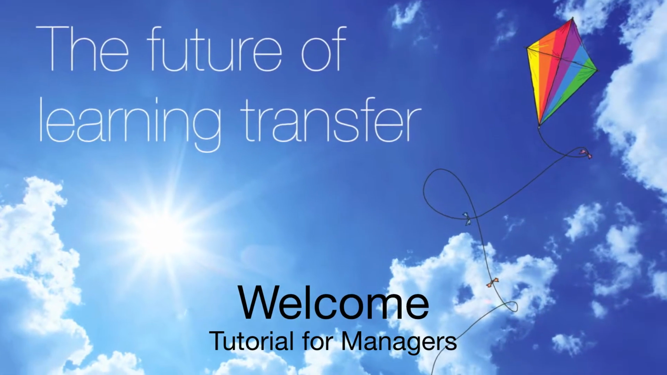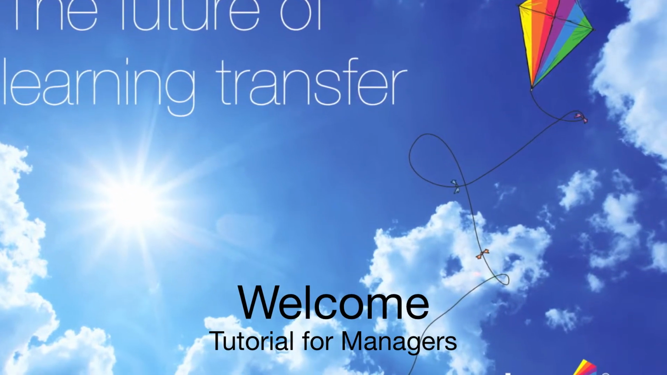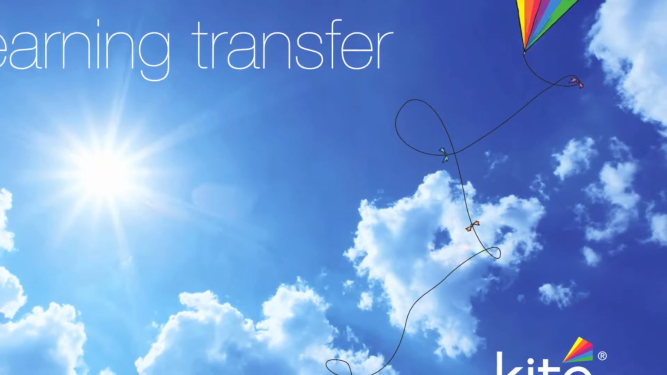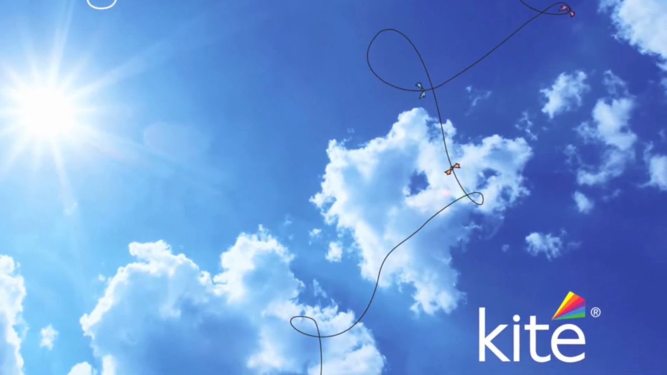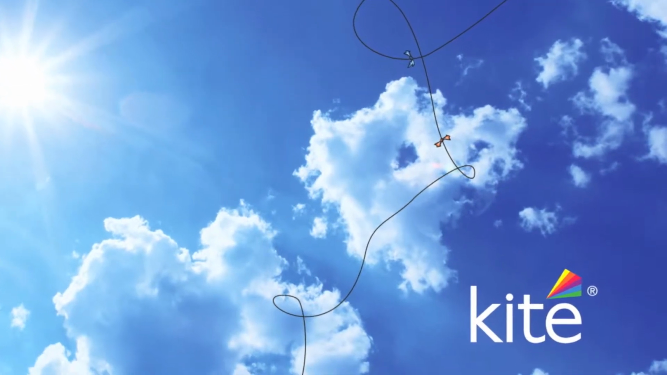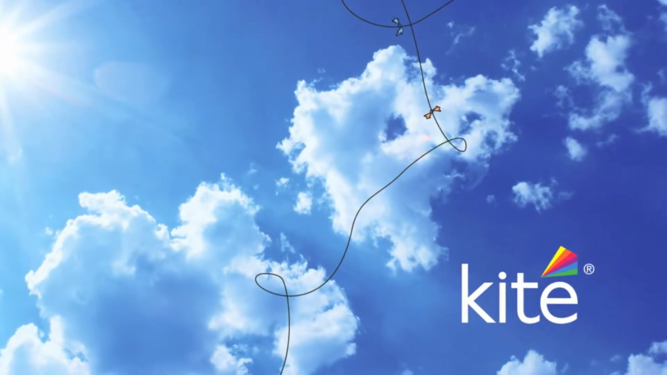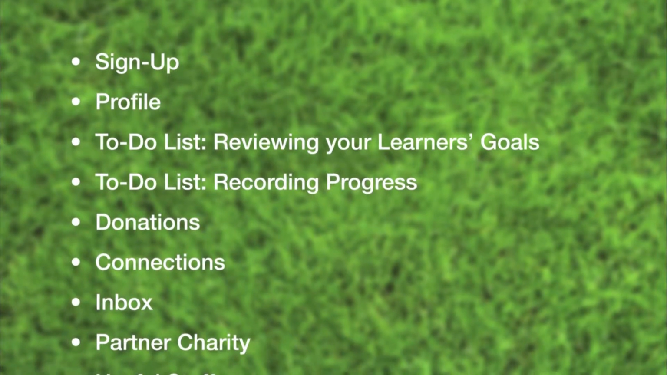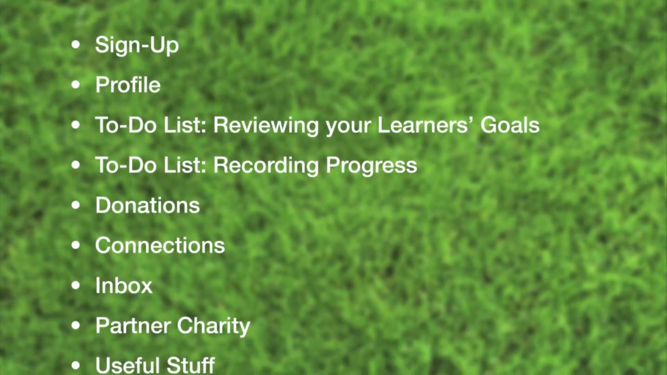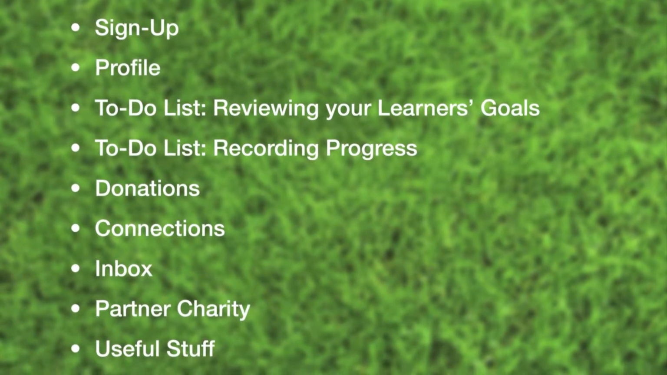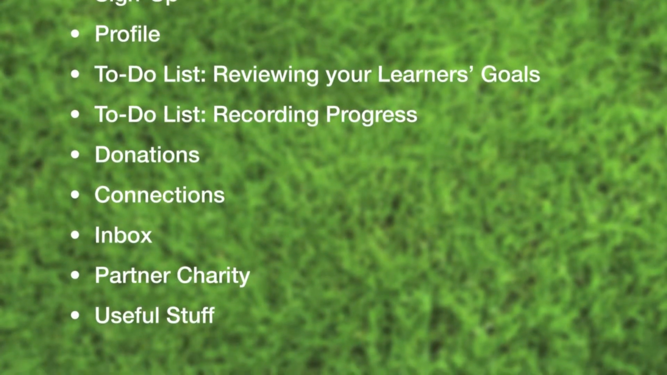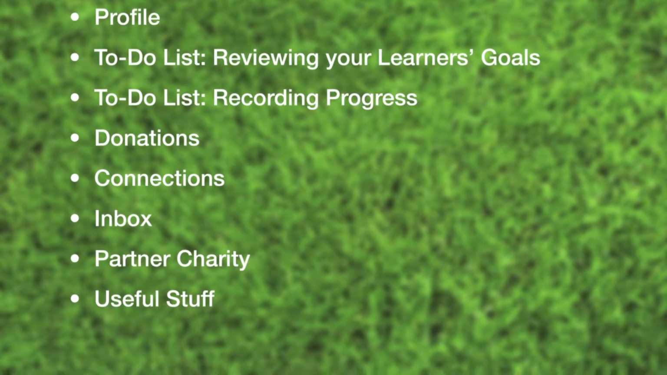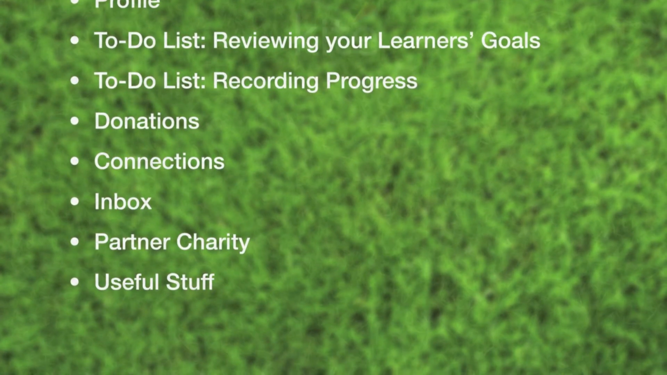This tutorial has been created for managers of learners who are using Kite to help them transfer and apply newly learned capabilities in the workplace. There are separate tutorials for organizations, patrons, learners, and trainers. This demonstration has the following chapters: Sign Up, Profile, To-Do List, Reviewing Your Learners' Goals, To-Do List, Recording Progress, Donations, Connections, Inbox, Partner Charity, Useful Stuff.